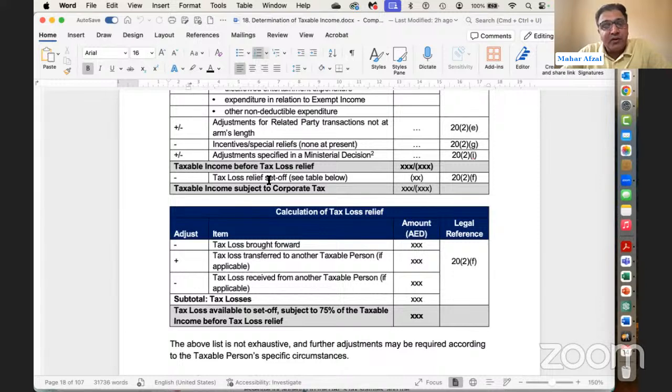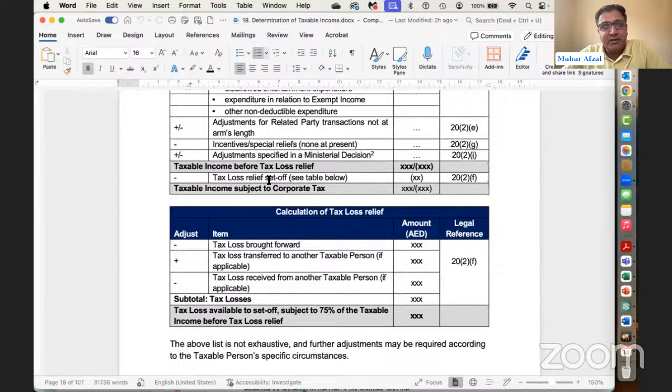After adjusting the carry forward losses, you will again get a taxable income. From this taxable income, as I mentioned, you can calculate how much tax you will be liable to pay. So as a first step, you need to prepare your financial statement, and then calculate your accounting income.